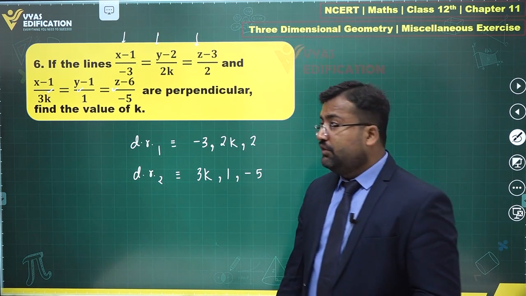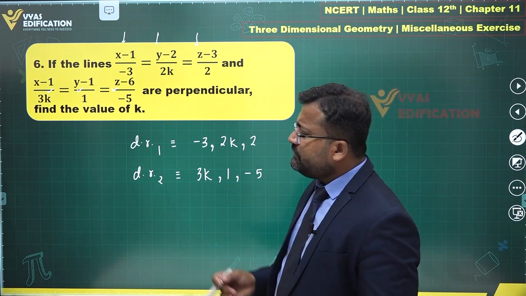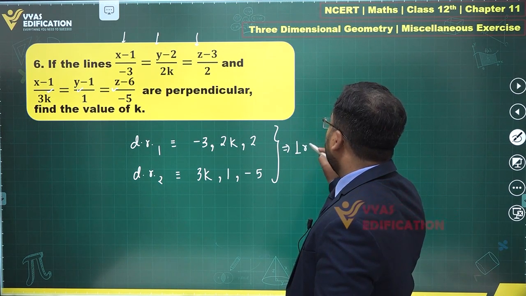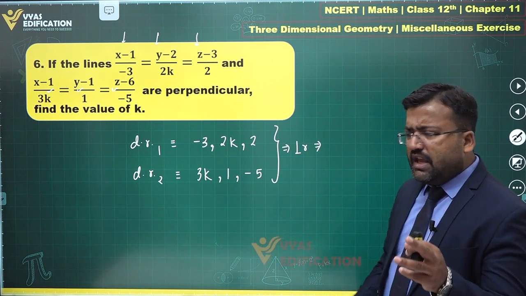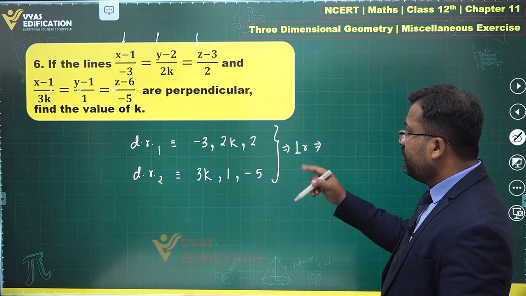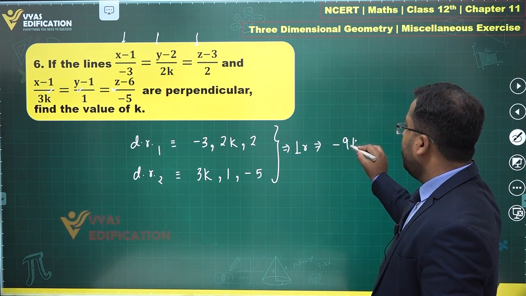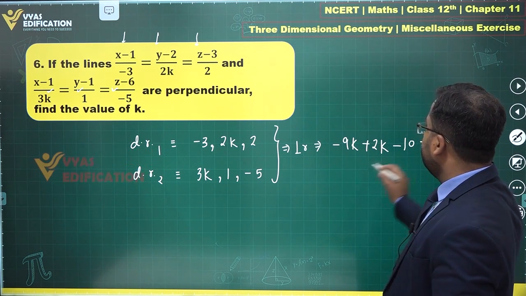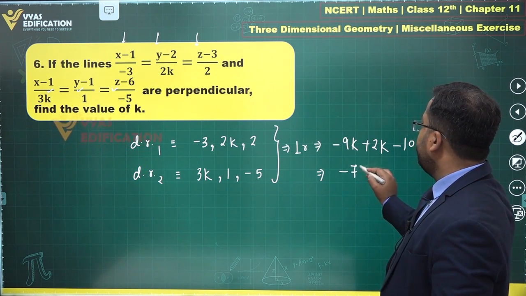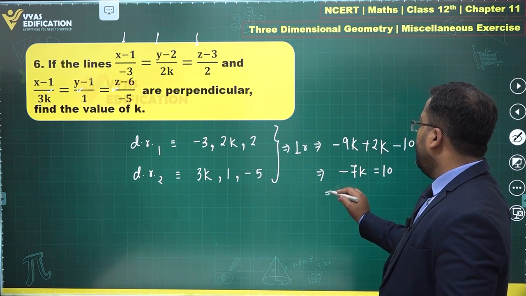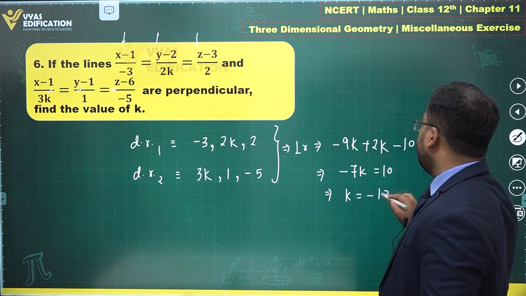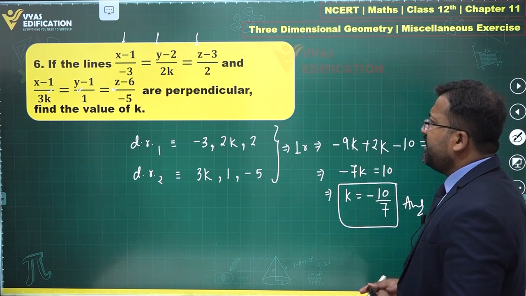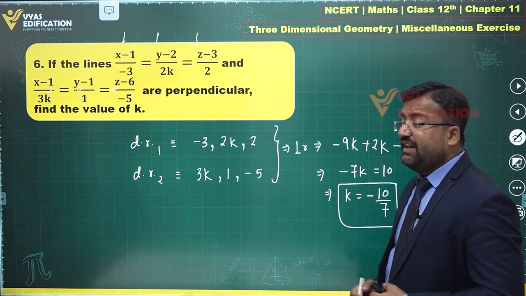Okay, you have found the two direction ratios, and after that what you will do is, if they are perpendicular, it implies a1 a2 plus b1 b2 plus c1 c2 will be 0. What does that tell me? This is -9k plus 2k minus 10 is equal to 0. What does that tell me? -7k equals 10, or k equals -10 upon 7. That's my required answer. Very simple, yes, very simple to find this k.